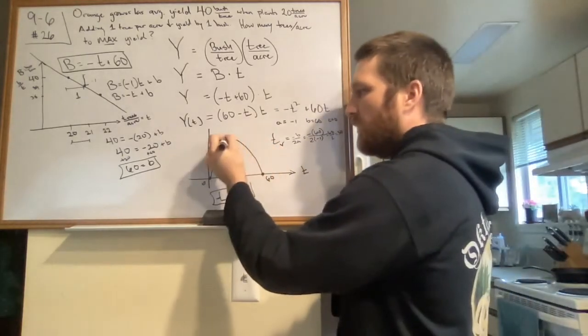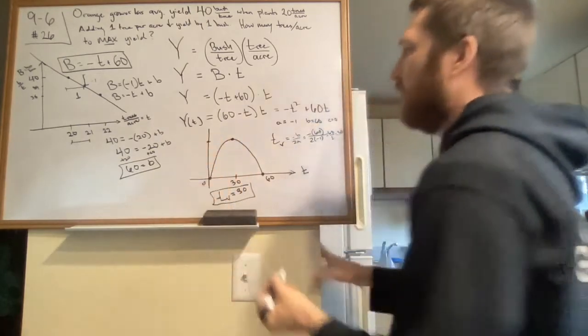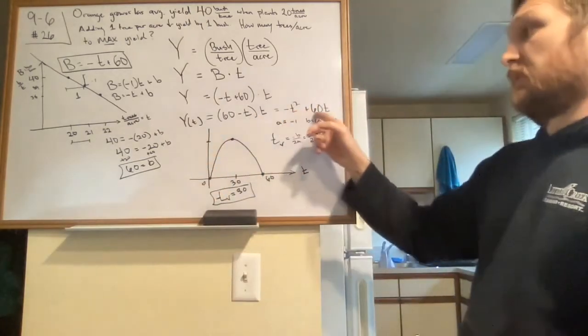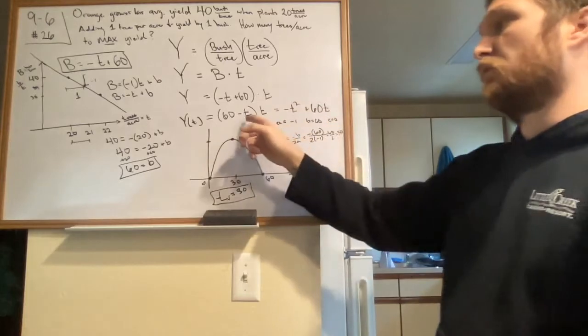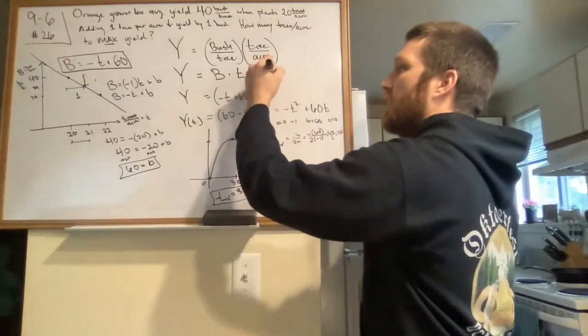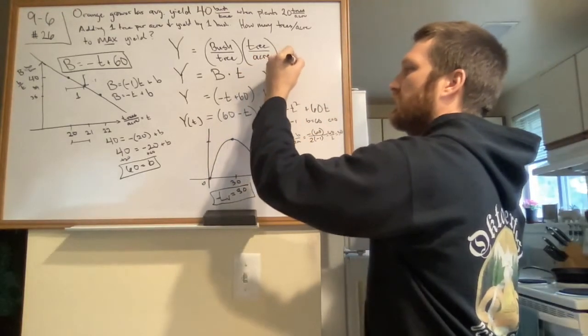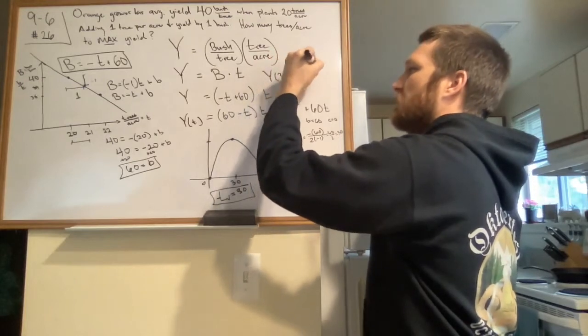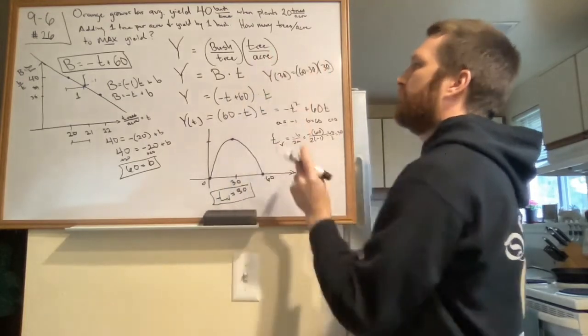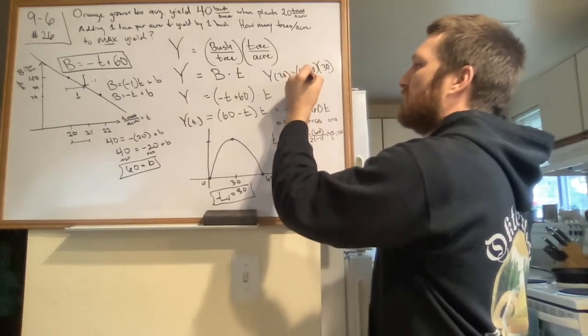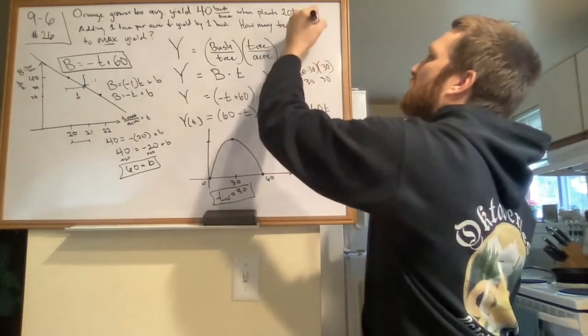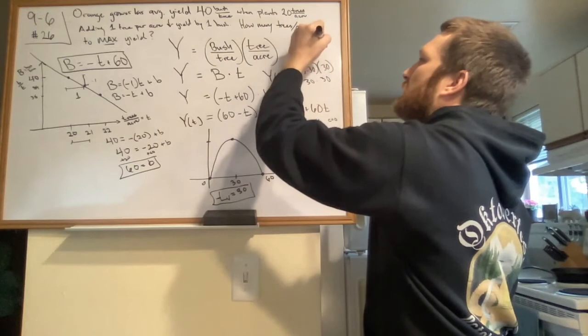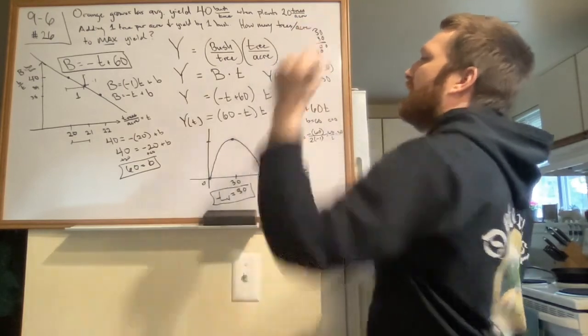Then what is my output? That would be y of 30. We could do it this way, but it looks kind of hard, so I'd rather do it the other way. y of 30 is equal to 60 minus 30, times 30. 60 minus 30 is 30, so that's 30 times 30, which is 900.